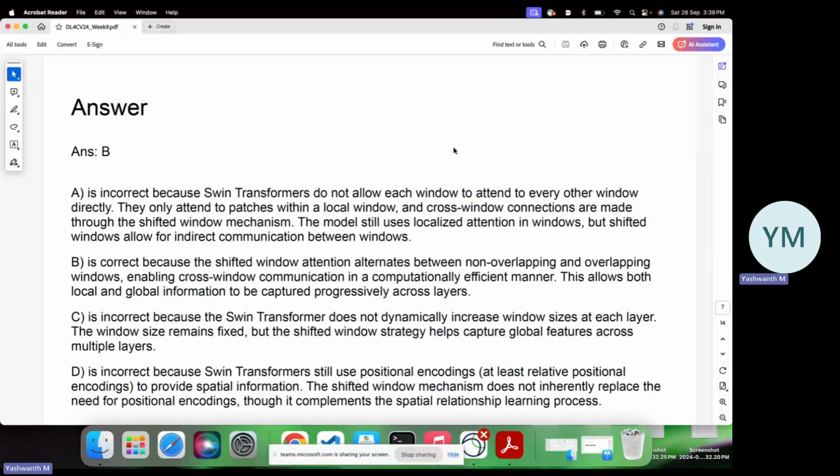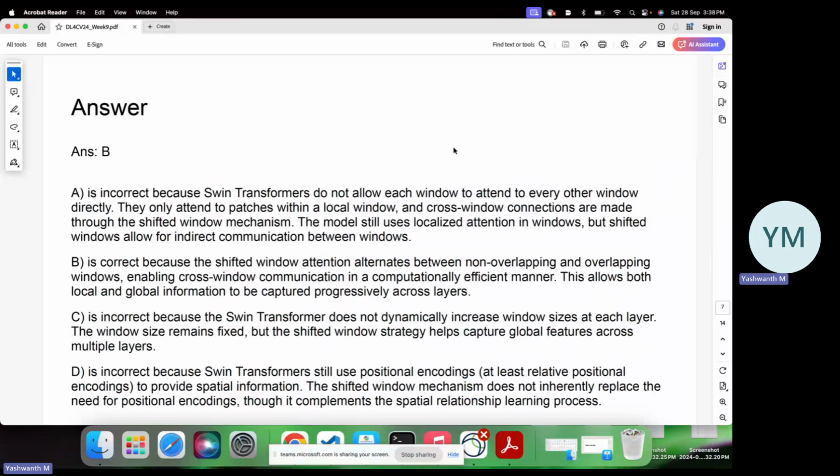So the true answer is B because the shifted window attention alternates between non-overlapping and overlapping windows, enabling cross-window communication in a computationally efficient manner. So this allows the local and global information to be captured progressively across the layers. And A is incorrect because Swin transformer does not allow each window to attend to every other window directly. They only attend to patches within a local window, and cross-window connections are made through the shifted window mechanism. The model still uses localized attention in windows, but shifted windows allow for indirect communication between the windows.